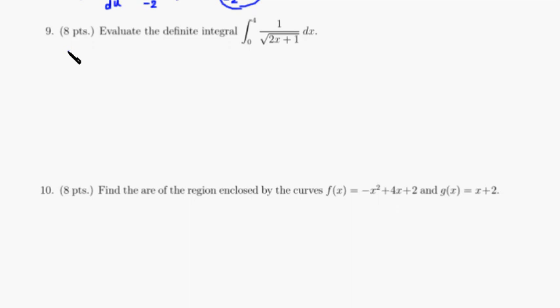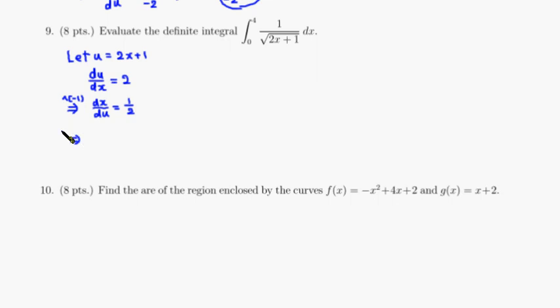So our substitution is, let u be 2x plus 1. Then go through the usual drill. Take the derivative of u with respect to x, which will give you just 2. The derivative of 1 is 0. And take the reciprocal of both sides. So you have dx over du, which is equal to 1 over 2.